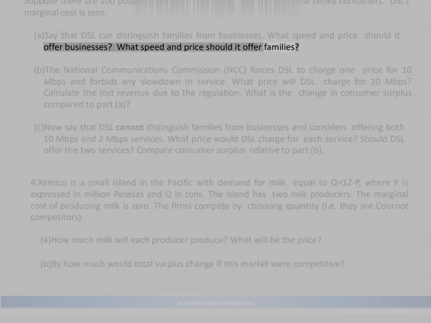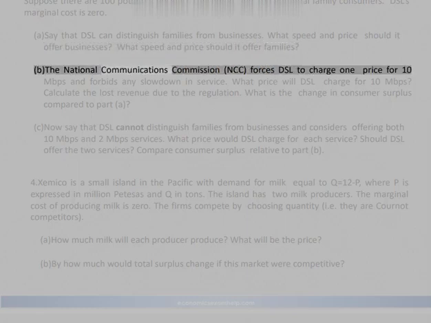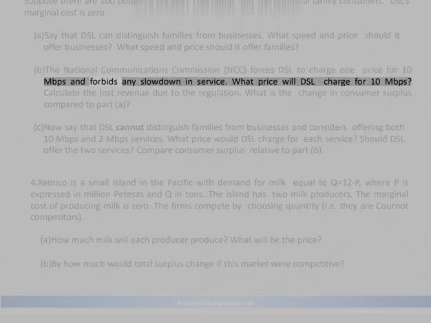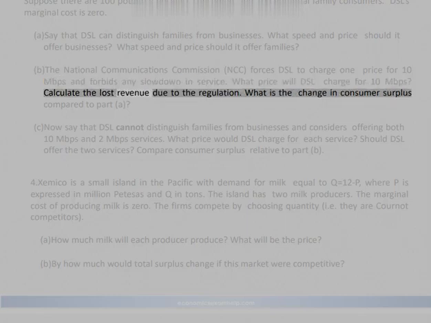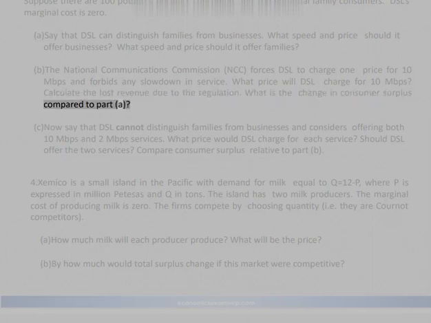B. The National Communications Commission, NCC, forces DSL to charge one price for 10 megabits per second and forbids any slowdown in service. What price will DSL charge for 10 megabits per second? Calculate the lost revenue due to the regulation. What is the change in consumer surplus compared to Part A?